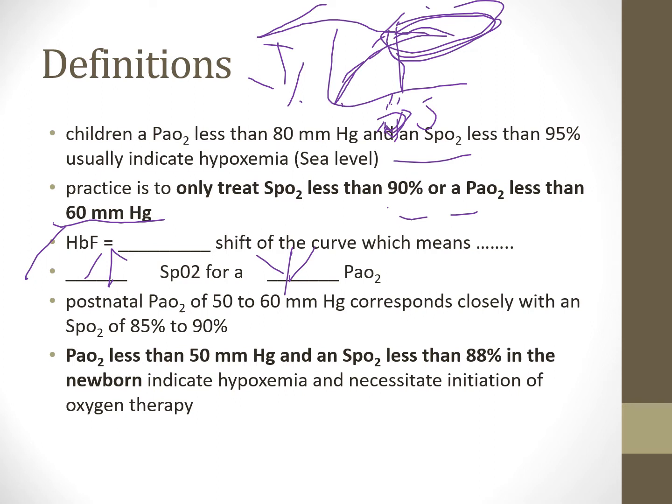But a PO2 less than 50, notice this is in bold, a PO2 less than 50 or sat less than 88% in the newborn, and this is according to sea level, indicate hypoxemia and might necessitate oxygen therapy. So understand, if you see those values, 88% or less or a PO2 of 50 or less, that would indicate administering oxygen therapy of some kind.